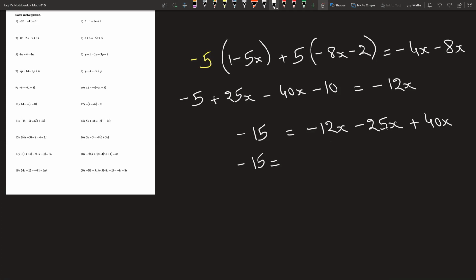Guys, what's minus 12 minus 25? That's going to be minus 37x. Minus 37x plus 40x is just 3x. Then you divide both sides by 3. In other words, you cross multiply. So your x is minus 15 over 3, which is just minus 5.